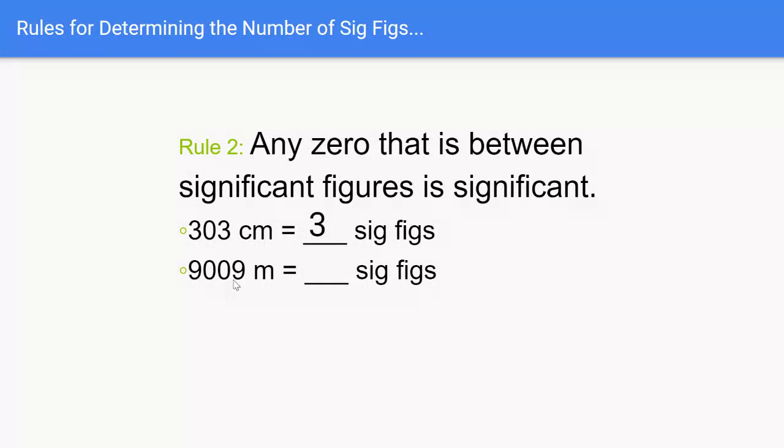And then in this example, we have 9009. Well, we know the 9 is significant. We know this 9 is significant because of rule number 1. But we have to think about these zeros. The fact that these zeros are in between 2 other significant digits means that they are significant. So 9009 makes 4 sig figs for that measurement.